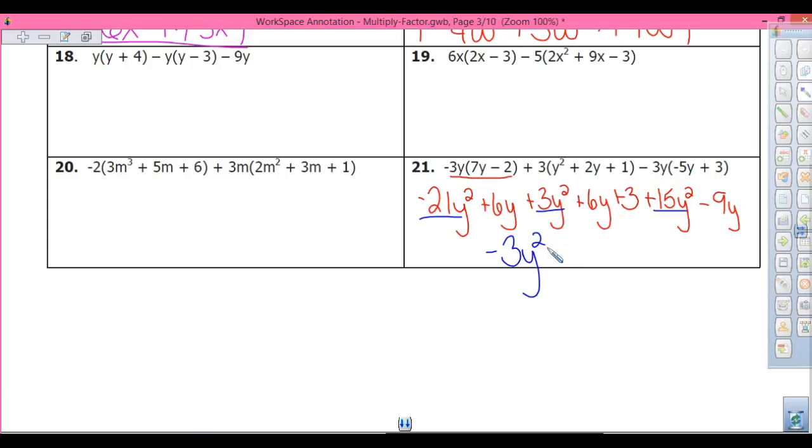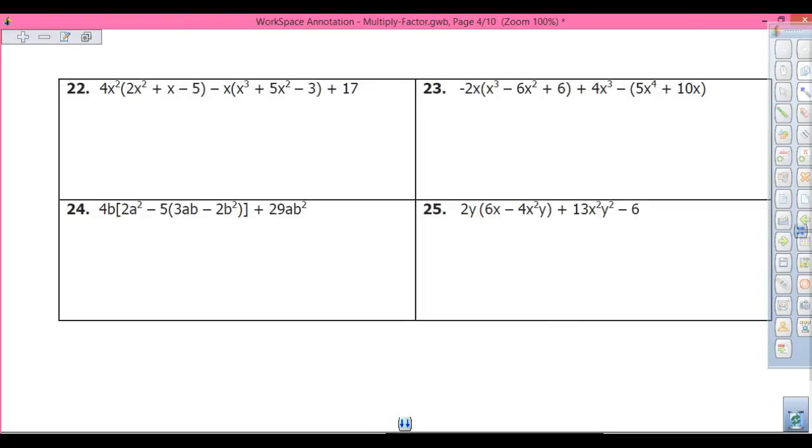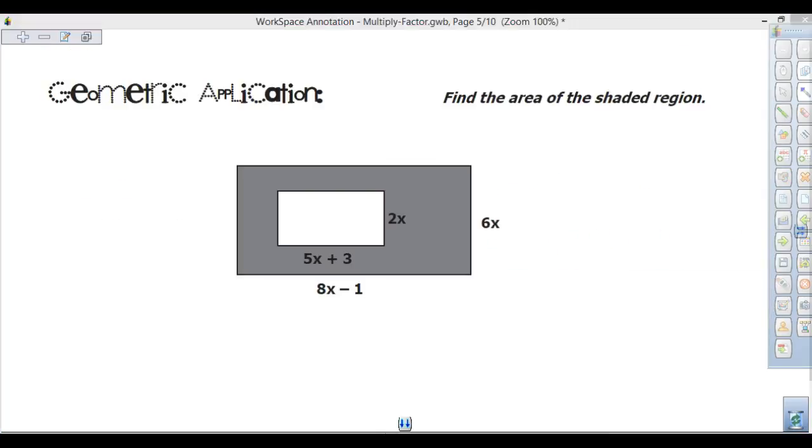Then we can do our y's. 6y plus 6y minus 9 gives us plus 3y. And then our constant at the end, plus 3, there was nothing to combine with that guy. Fun stuff, right?